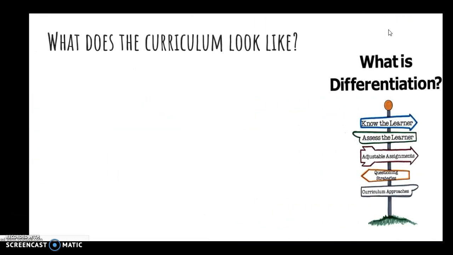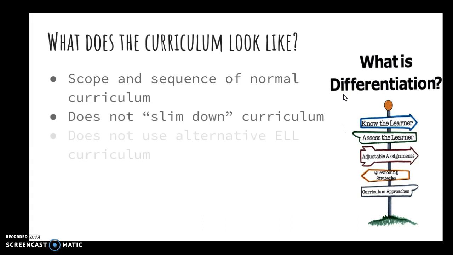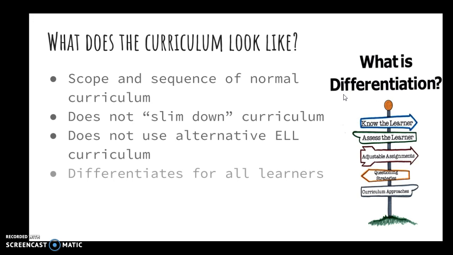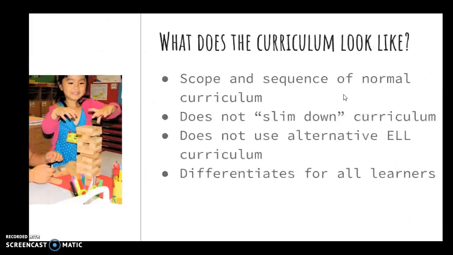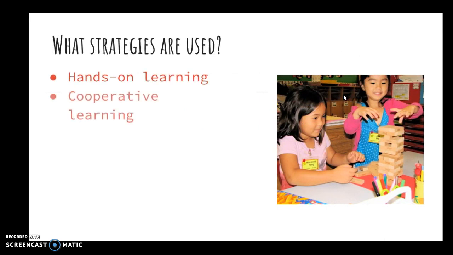Sheltered instruction is a method of teaching that involves a scope and sequence of a normal curriculum, rather than slimming down or using an alternative curriculum for CLD students. This method helps teachers break down the curriculum to differentiate instruction for all learners. Students are typically taught through a variety of strategies that include hands-on activities, cooperative learning, vocabulary games, and visuals.